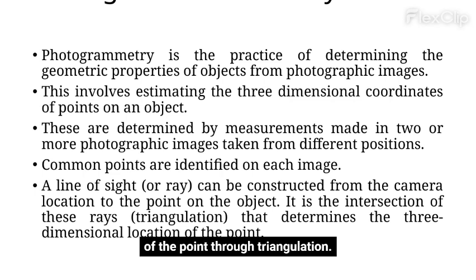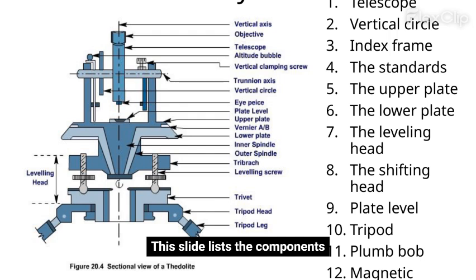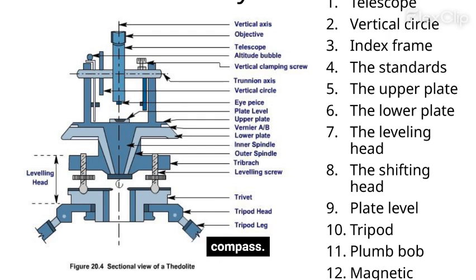the point through triangulation. This slide lists the components of theodolite survey: telescope, vertical circle, index frame, the standards, the upper plate, the lower plate, the leveling head, the shifting head, plate level, tripod, plumb bob, and magnetic compass.